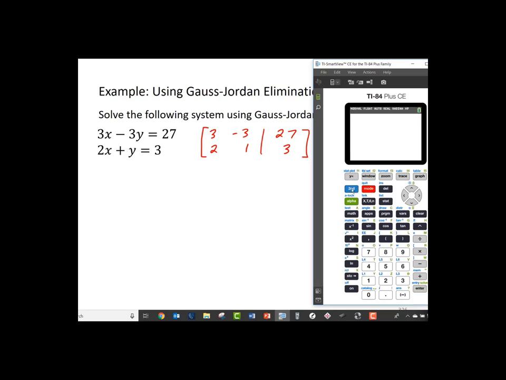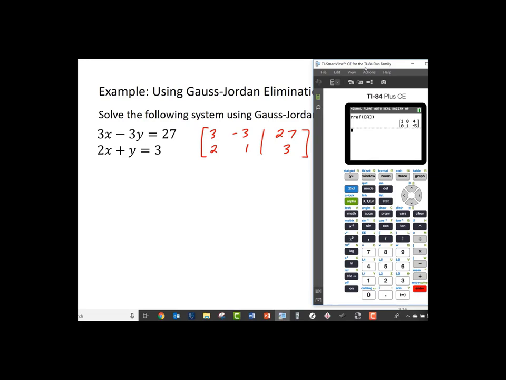I will choose second matrix, arrow right to math, find B, RREF, hit enter. Second matrix again, and under names I'll select matrix A, which is 1. Close my parentheses and press enter.